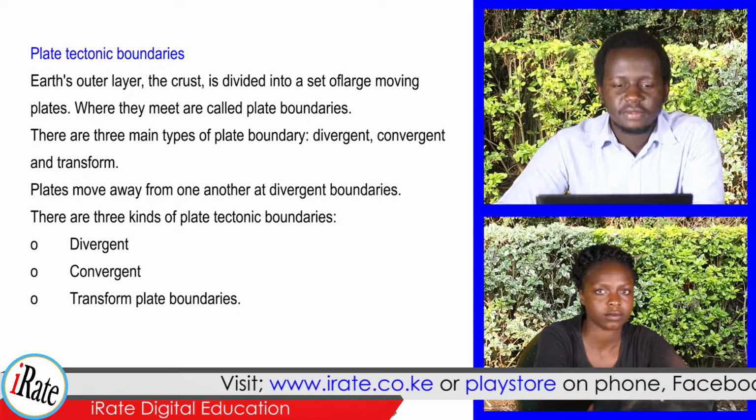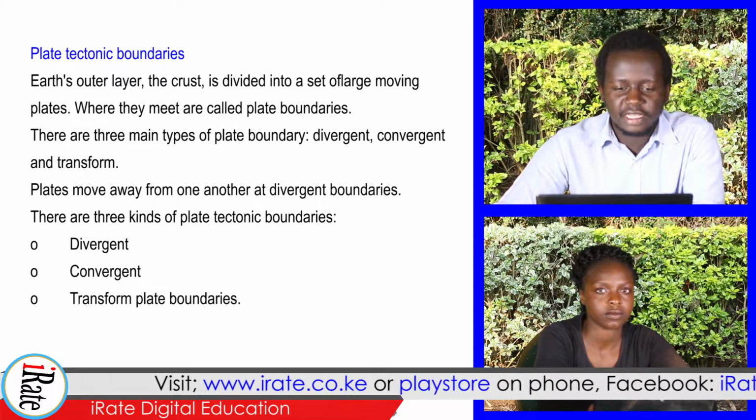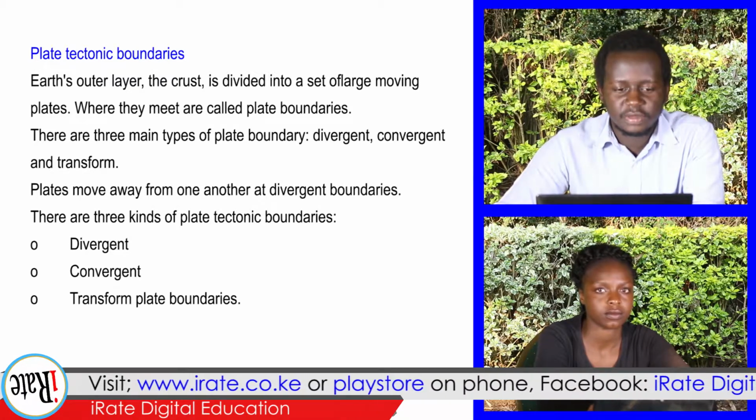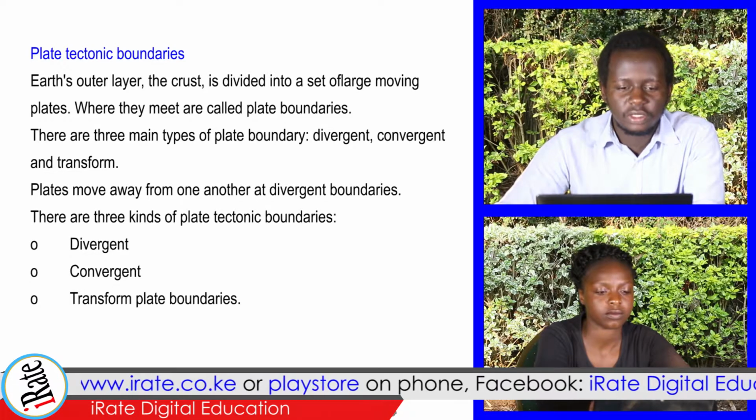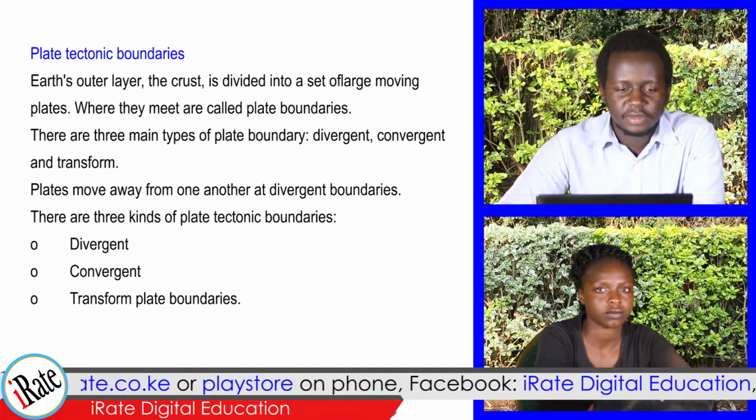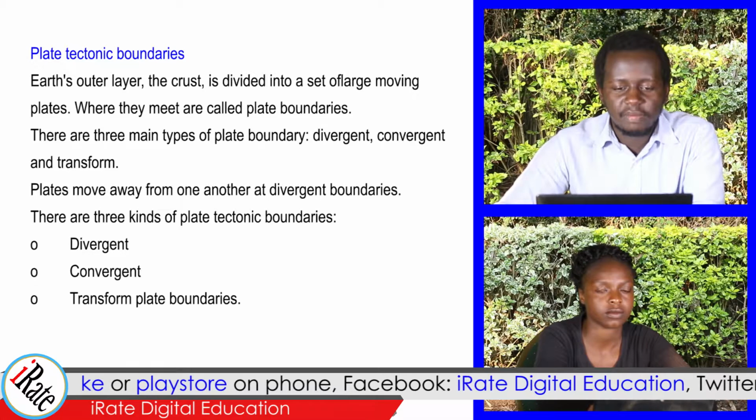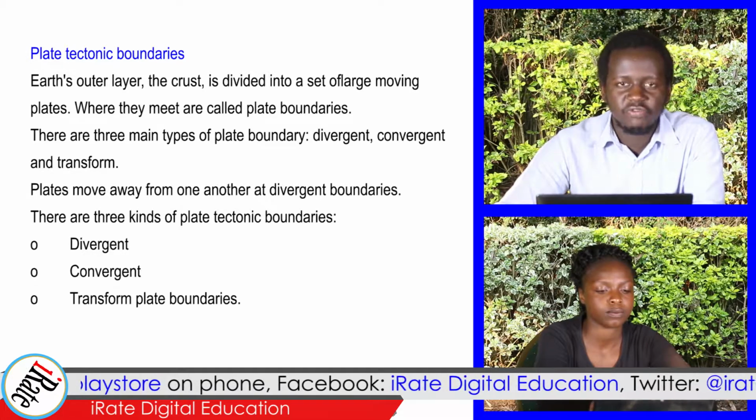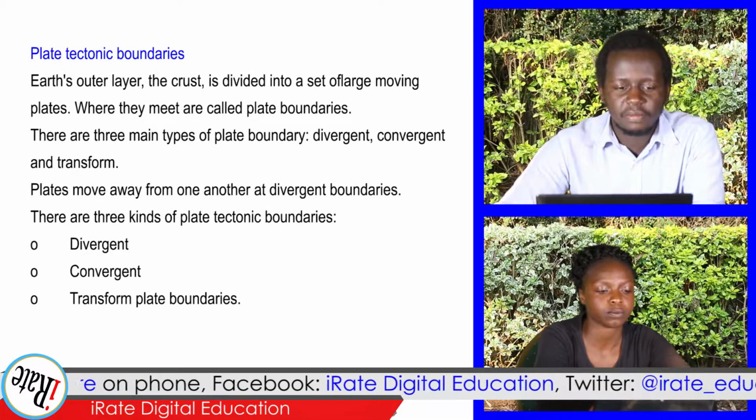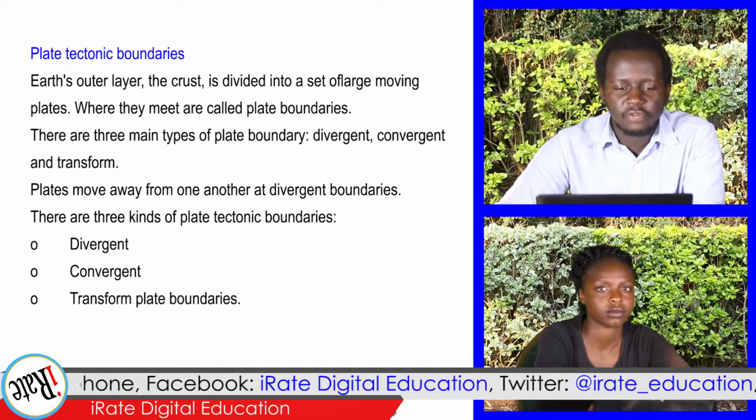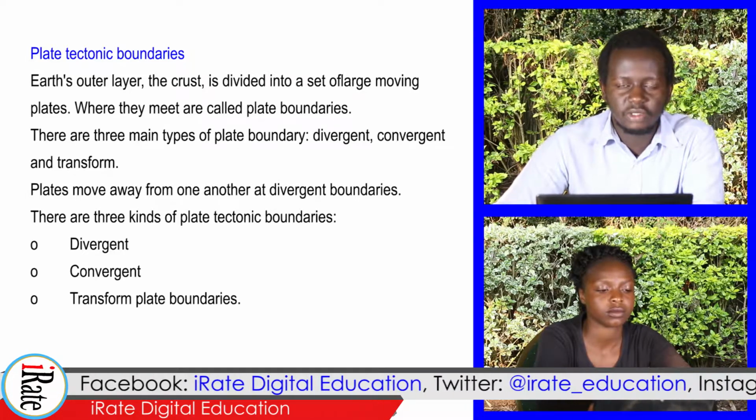Earth's outer layer, the crust, is divided in a set of large moving plates. Where they meet is called plate boundaries. There are three main types of plate boundary: divergent, convergent, and transform. Plates move away from one another at divergent boundaries.